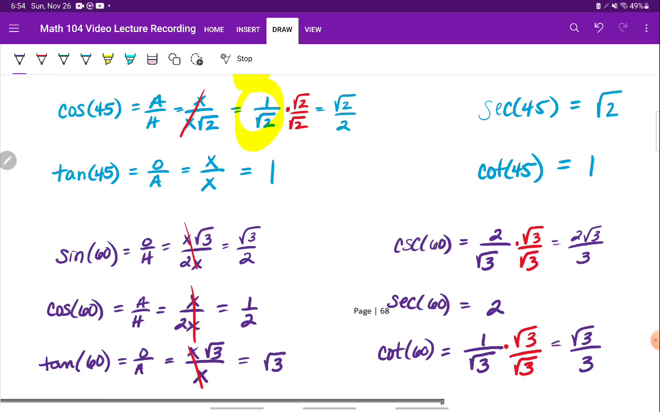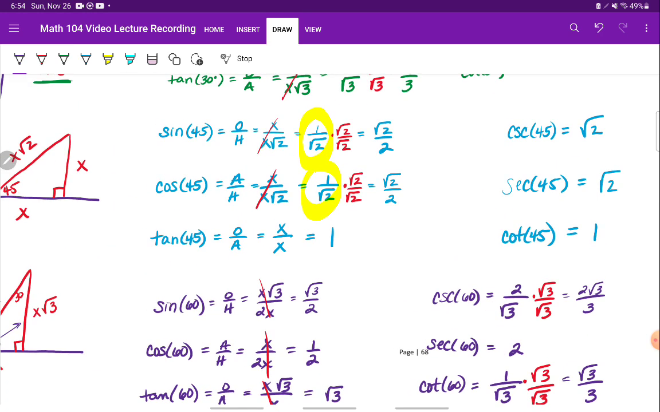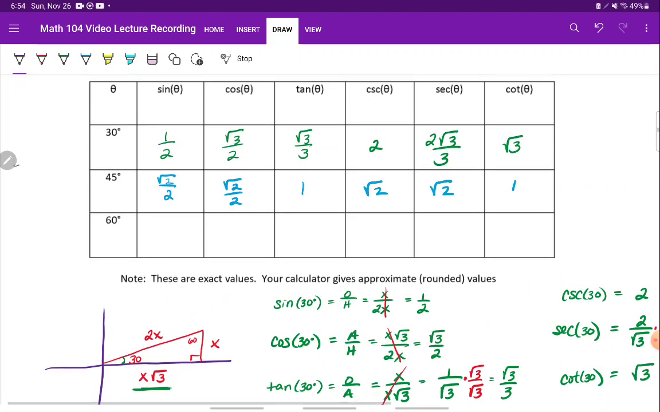And let's fill in our table. Sine of 60 degrees, that's square root of 3 over 2. Cosine of 60 is 1/2. Tangent of 60, square root of 3. Cosecant of 60, that was 2 square root of 3 over 3 when we rationalized. Secant of 60 degrees is 2. And then lastly, cotangent of 60 degrees was square root of 3 over 3.